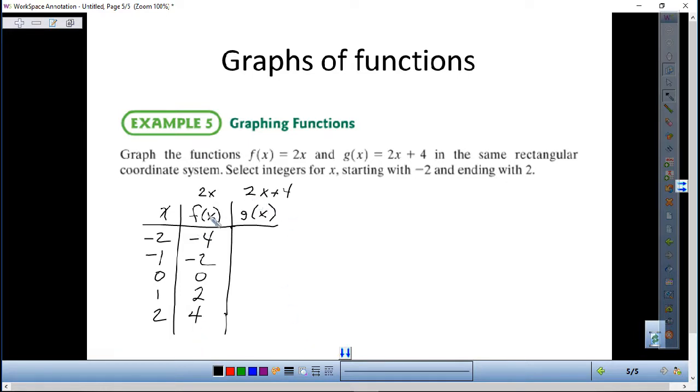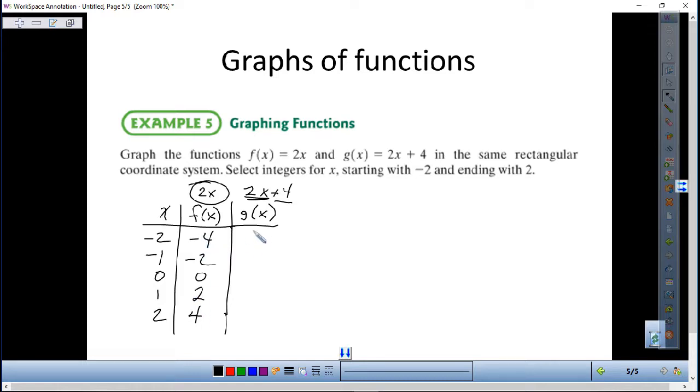Now when we take those same numbers, remember this, notice what's happening here. We're just taking this thing right here and we're adding 4 to it. So every one of these numbers, if I just add 4 to it, I'm going to get my g of x. Now if you think about this, what does that do? That takes every point that I have here and it just shifts it up 4 units. It's a vertical shift of this line. This is going to be a line. This is just a vertical shift of that same line.